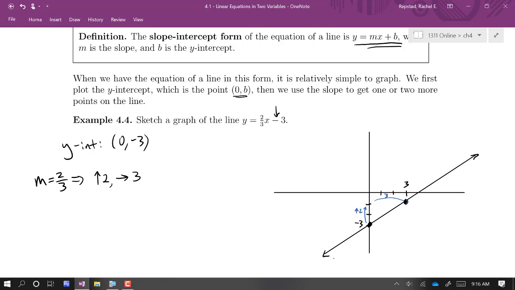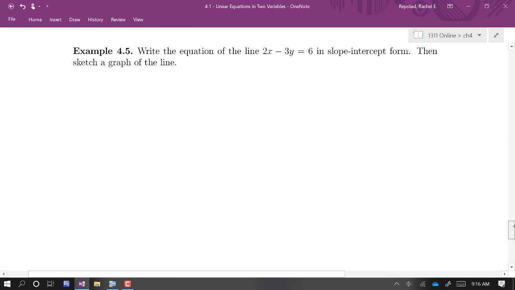Let's try another one. Here they give us an equation in standard form, 2x minus 3y equals 6. They say write this equation in slope-intercept form, then sketch a graph. So they've asked us to write it in slope-intercept form, and that means that we want to solve it for y. So we're going to do some algebra first.